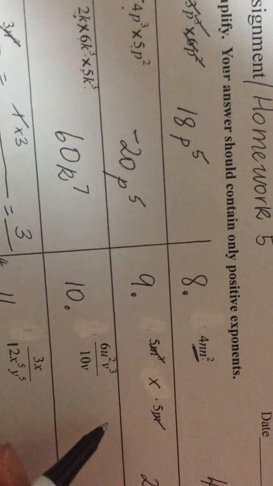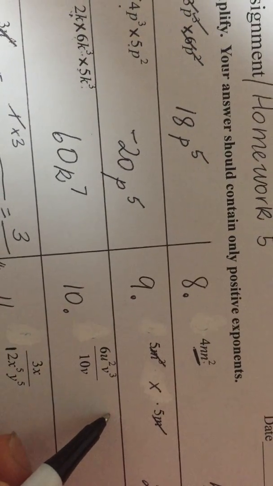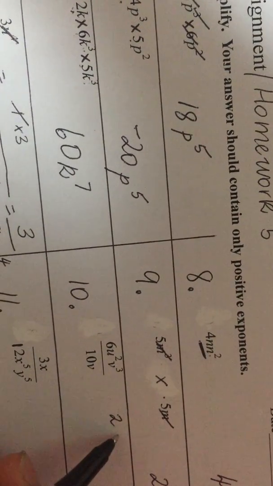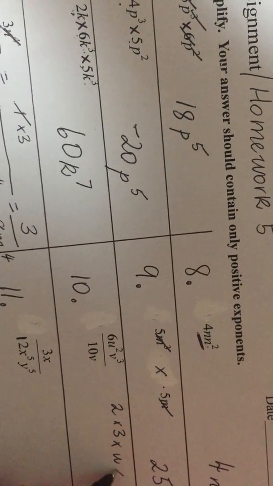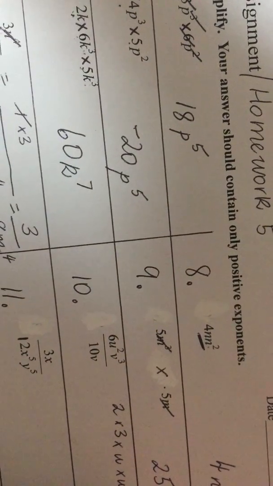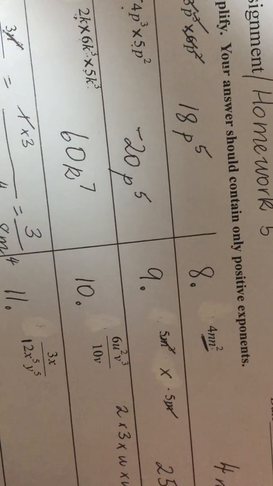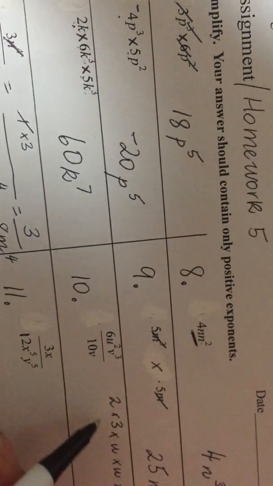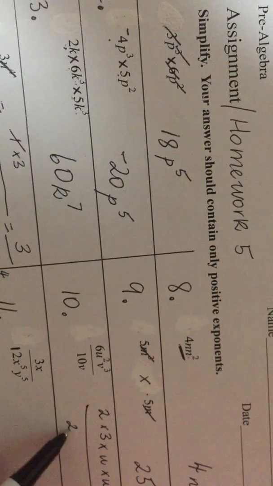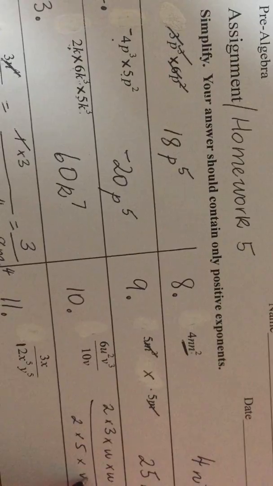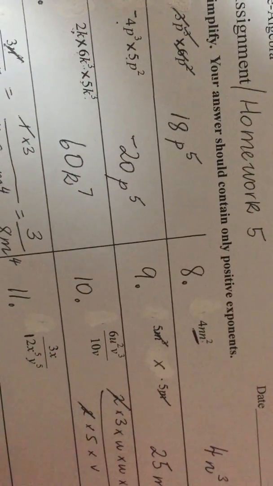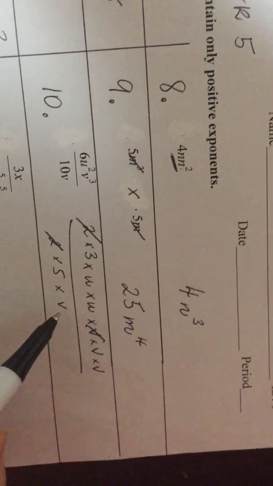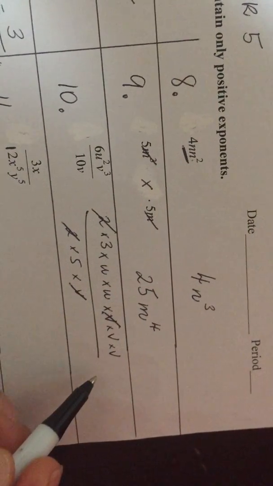Whereas over here, we're going to make this 2 times 3 for the 6, multiplied by u, multiplied by u, multiplied by v, v, and v, over 2 times 5 times v. Because remember, we're trying to find common factors top and bottom. So now we can cancel out the 2's, and we can cancel out a v on top and bottom.